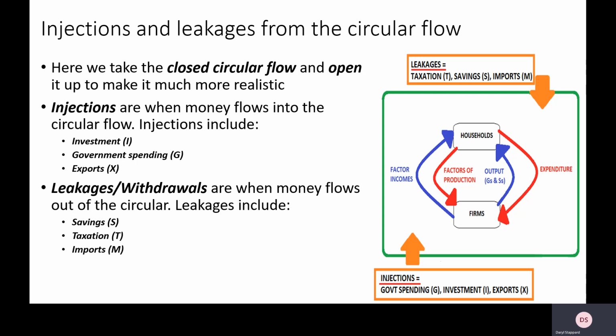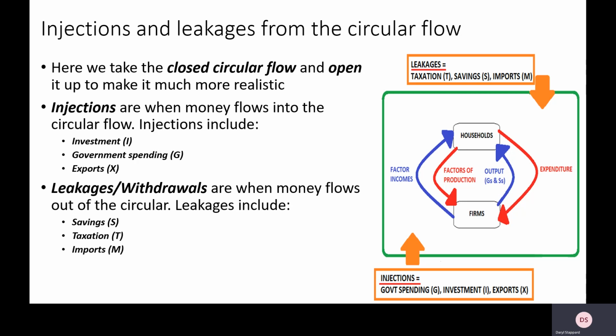Now let's think about why. If there's more government spending, this could mean that households are receiving more benefits from the government. So this could be more pensions, more unemployment benefits, more working tax credits, more family allowances. Now what this will do, it will allow households to spend more money in the economy. And if people are spending more, it means firms have to demand more factors of production to produce more goods and services. So more government spending would lead to the circular flow expanding.